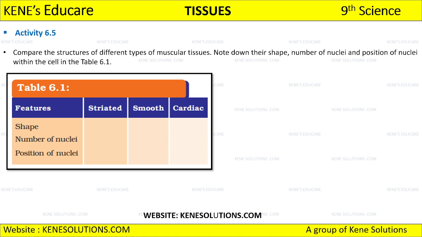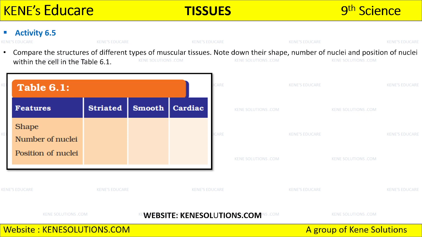What do we have? We need to give the shape, the number of nuclei all the three muscular tissues will have, and lastly we need to provide the position of the nuclei there, right? So what do you think? What will be the shape of striated muscle? Let me be very clear because you are not aware of it. I'll tell you and I want you to take a note of it. So striated muscle, the shape of it is going to be long, cylindrical and branched.